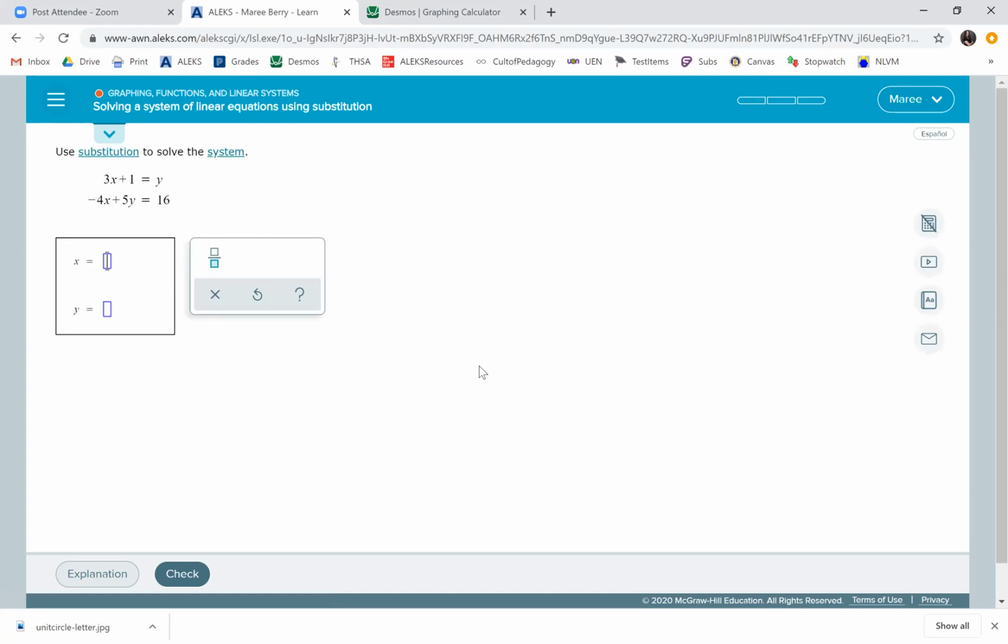Okay, so in this case, they're giving us y. So y is 3x plus 1. So I'm going to plug it into the second equation. I'm going to write it out, but instead of putting y, I'm going to put 3x plus 1 in place of y. Then I'll use the distributive property. These are positive, so I'll just have all plus signs. So negative 4x plus 15x plus 5 equals 16. I'm going to add negative 4x and a positive 15x, which is 11x plus 5 equals 16.